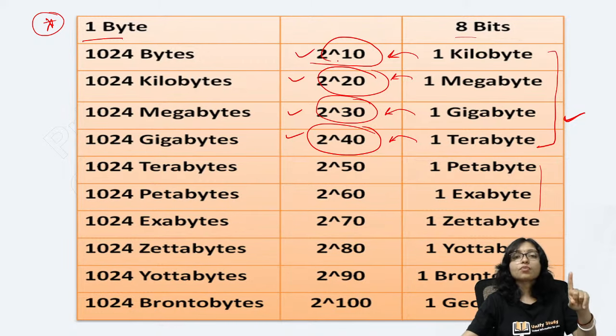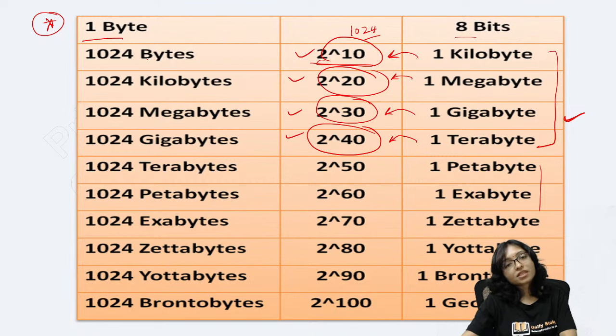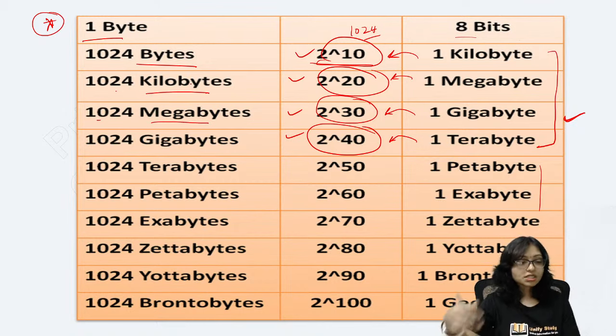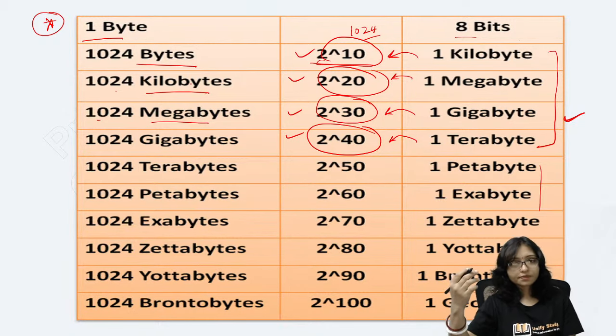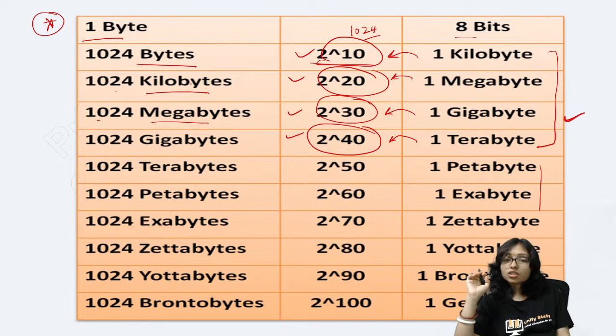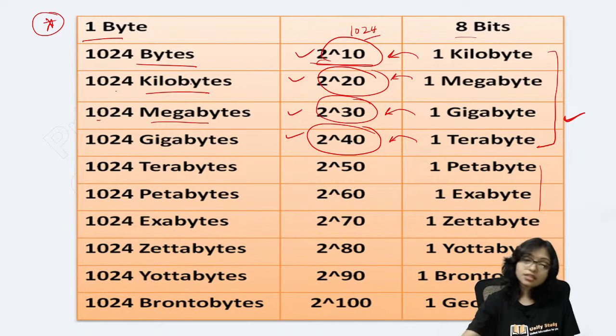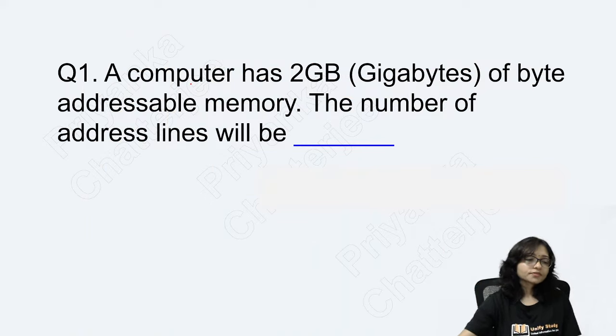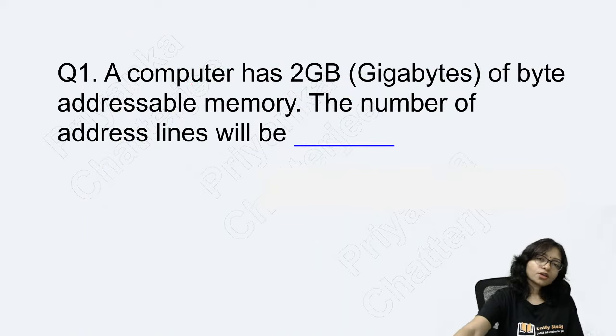And each and every one, 2 to the power 10, means each one is actually 1024. That's why it is 1024 bytes, this is 1024 kilobytes, this is 1024 megabytes. You are just comparing with the previous one. Okay, so this is very important. I am going to ask you a question, you have to answer. Now tell me, what will be the answer for this?